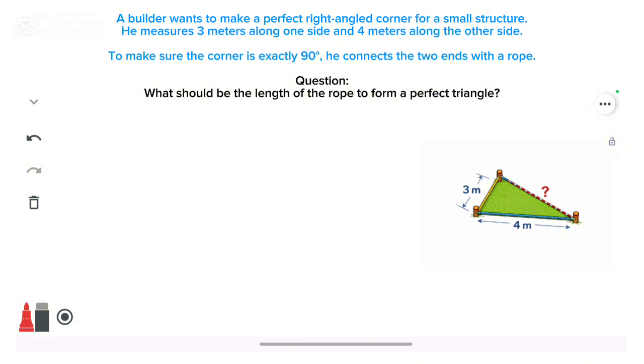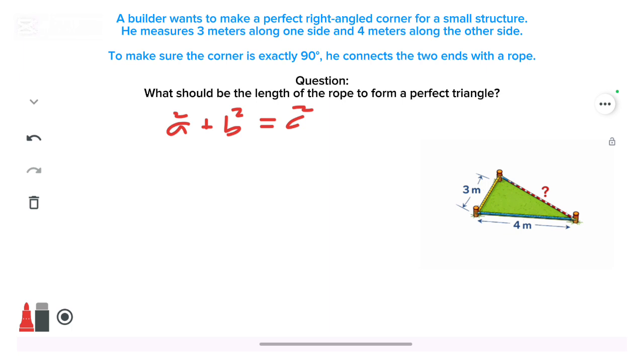Alright, so in order to solve this, we are going to use the Pythagorean equation, and the Pythagorean equation is a squared plus b squared is equal to c squared. So we are going to use the Pythagorean equation to find the length of the rope that will help to form the perfect triangle.